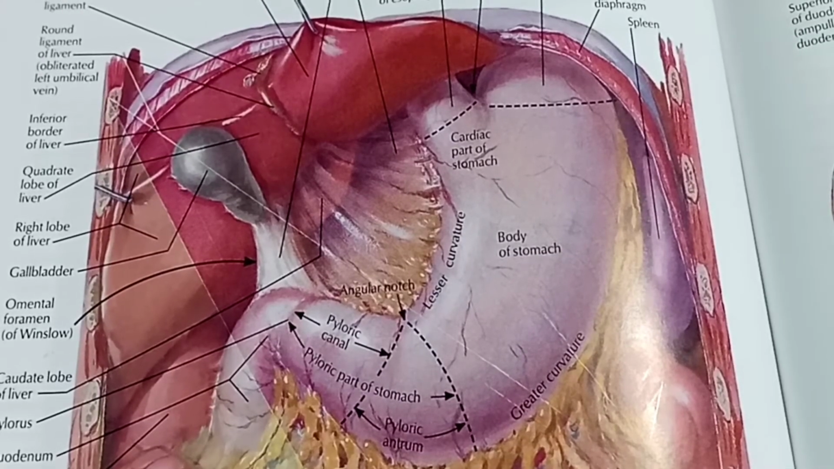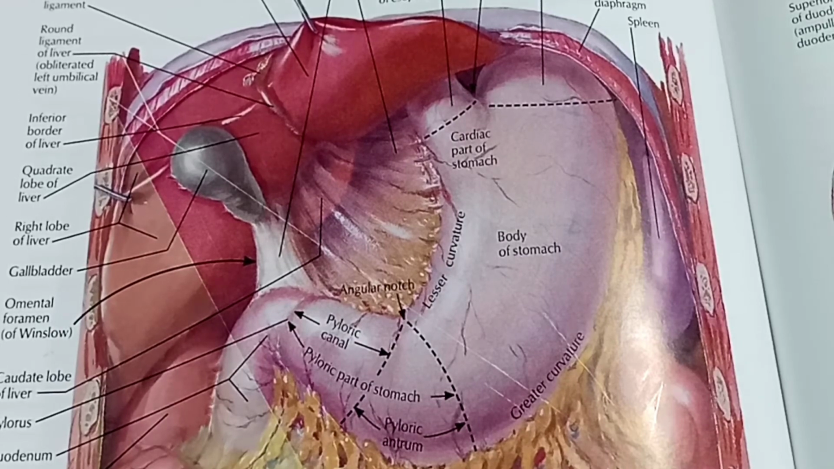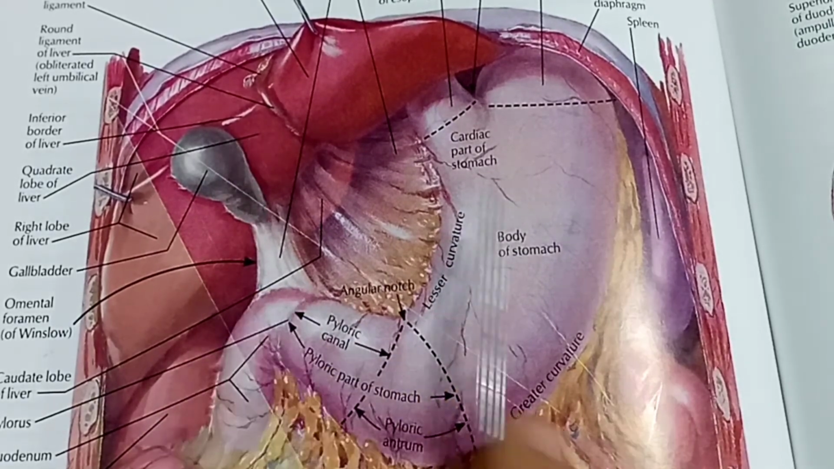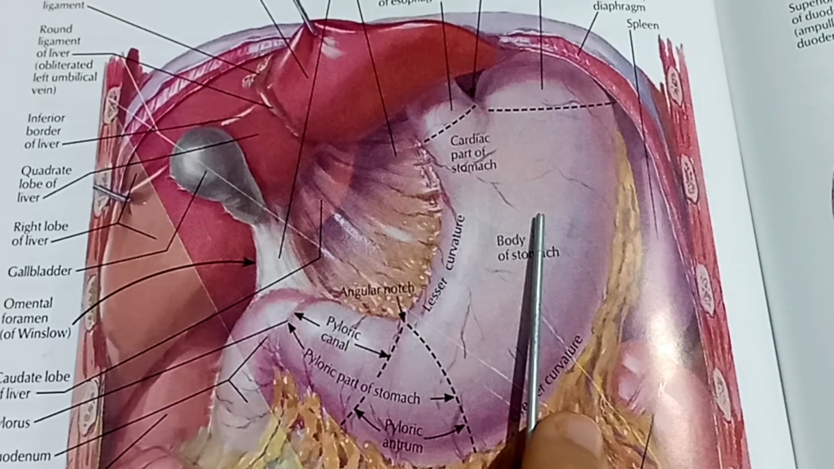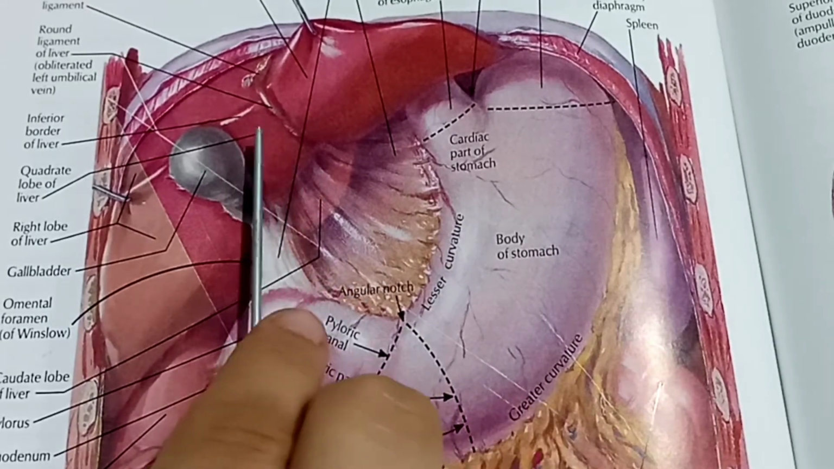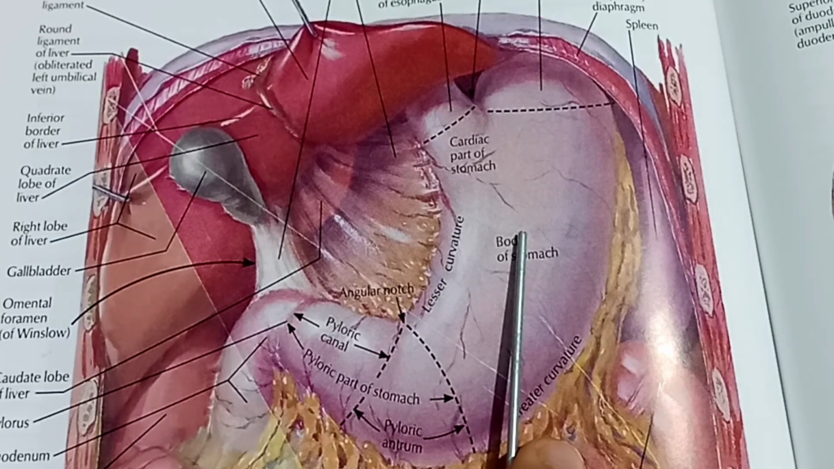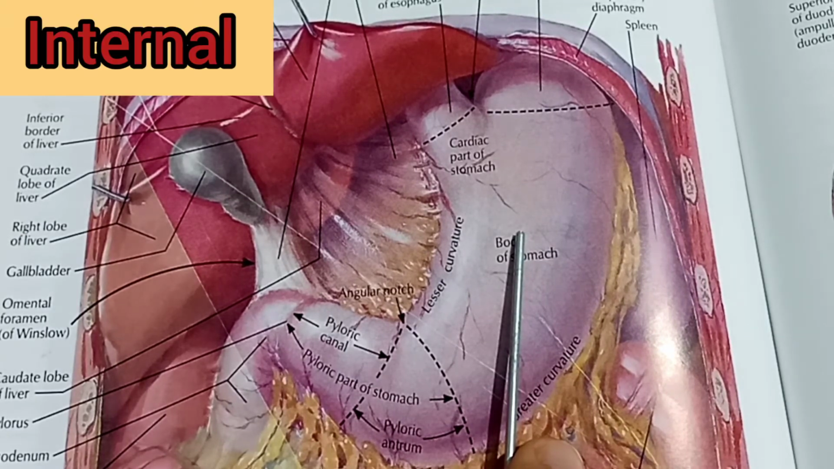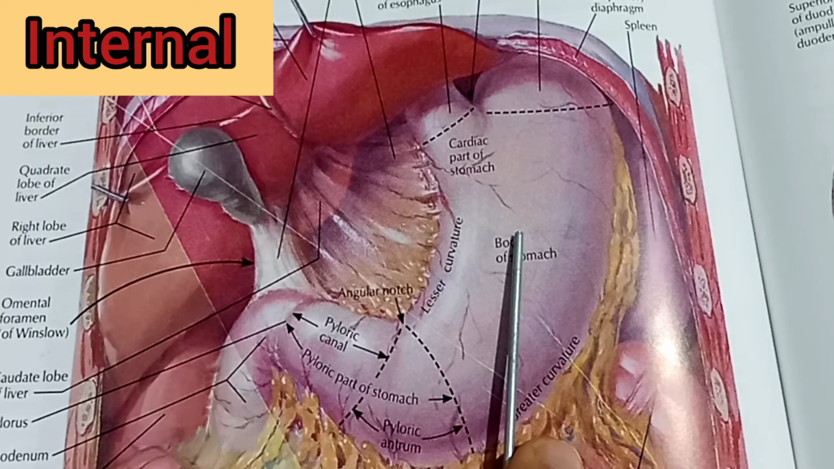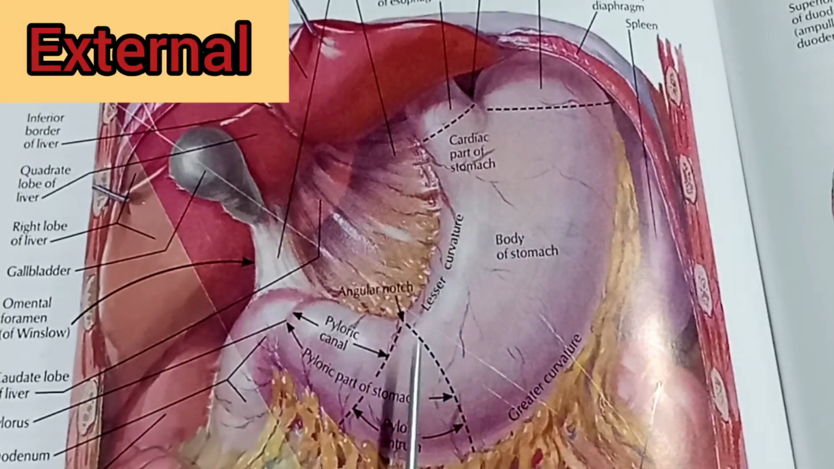The next terms are internal and external. If you have a solid organ like the liver or a hollow organ having a cavity like the stomach, any structure inside the substance of the liver or inside the cavity of the stomach is described with the word internal, while any structure outside any one of them is described with the word external.